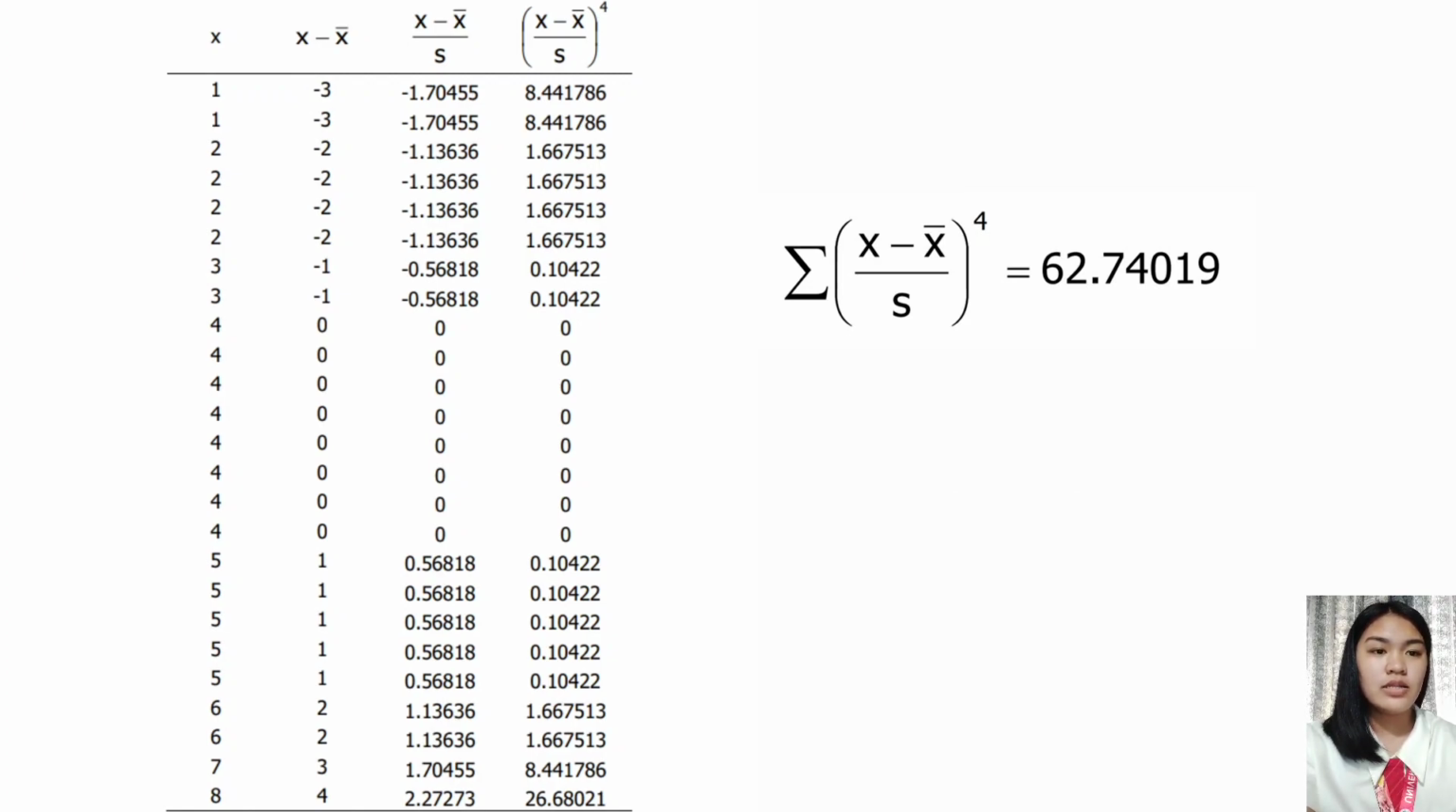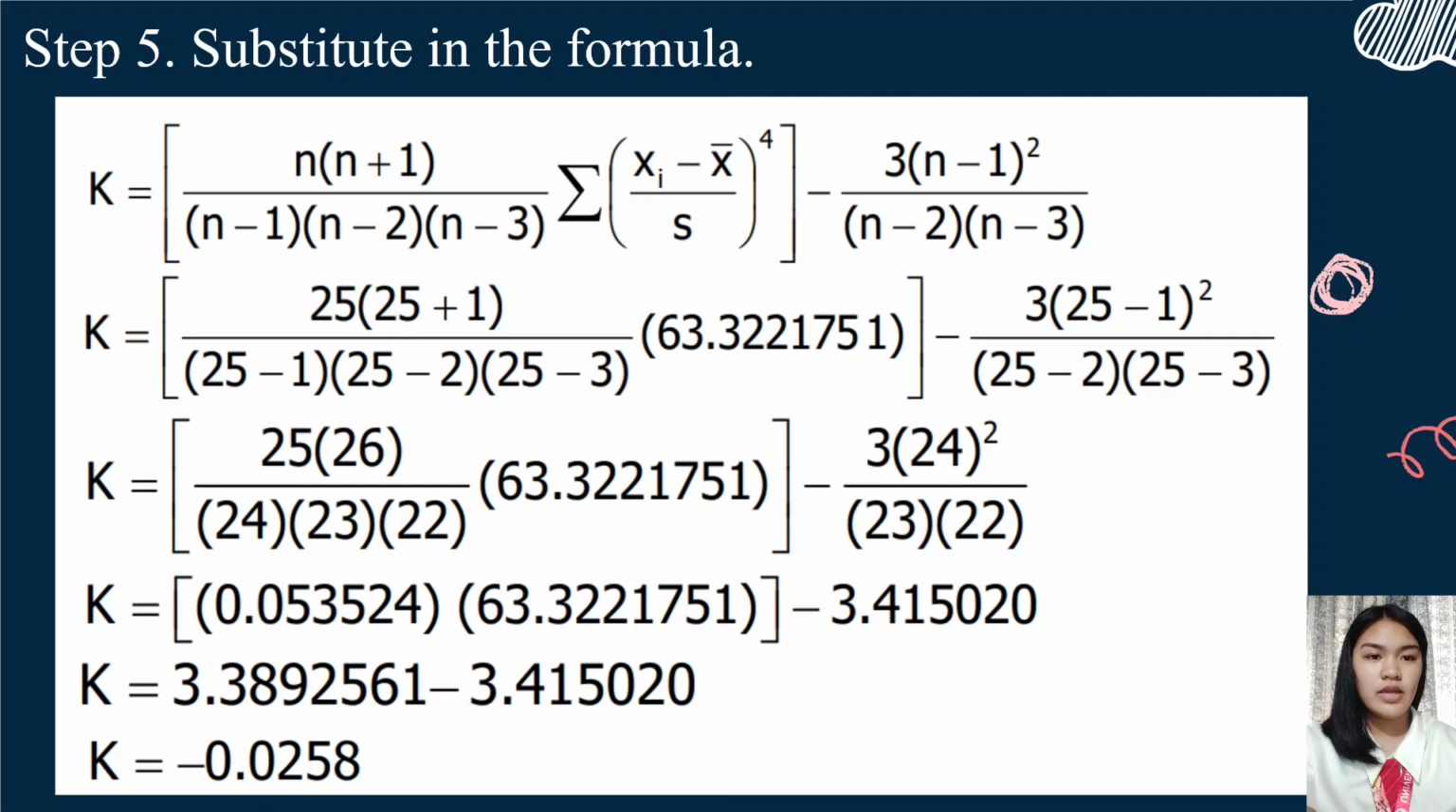And now we will add up everything in column 4, and we will have an answer for the summation of x minus mean divided by the standard deviation raised to the power of 4. We will get 62.74019. Step 5. Substitute in the formula.